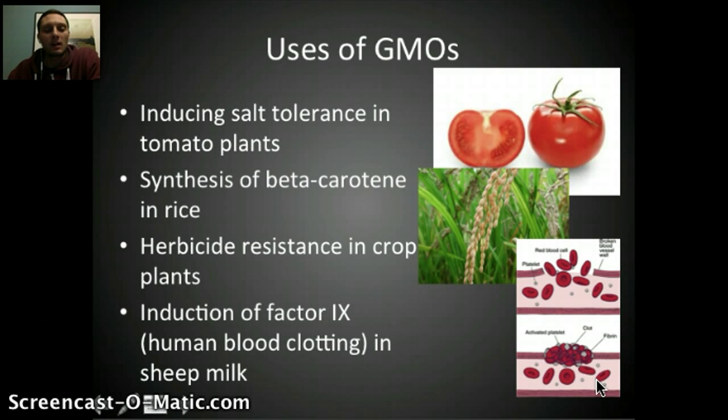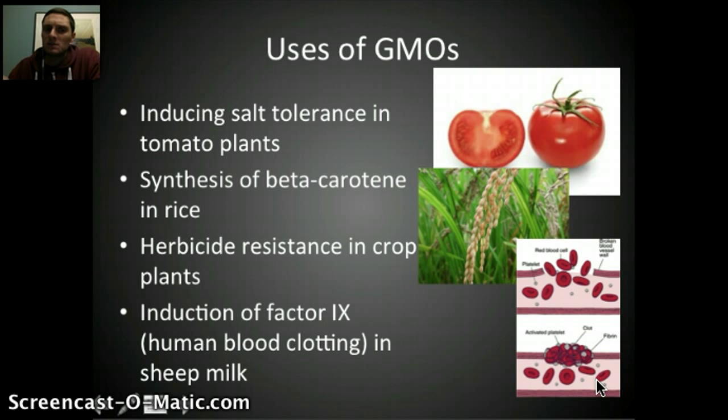That's a human blood clotting factor. So sheep would produce milk that has this factor already in it, in order for patients, humans primarily, to be able to have this factor 9 in their bodies.